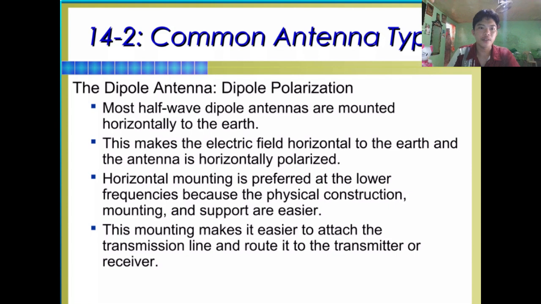Dipole polarization. Most half-wave dipole antennas are mounted horizontally to the earth. This makes the electric field horizontal to the earth and the antenna is horizontally polarized. Horizontal mounting is preferred at the lower frequencies because the physical construction, mounting, and support are easier. The mounting makes it easier to attach the transmission line and route it to the transmitter or receiver.